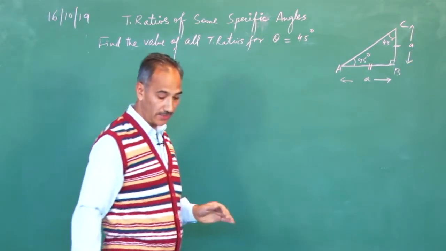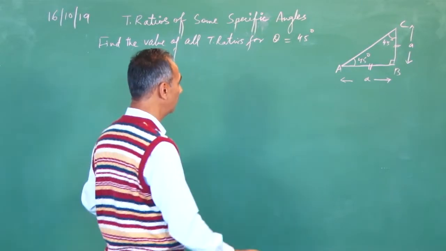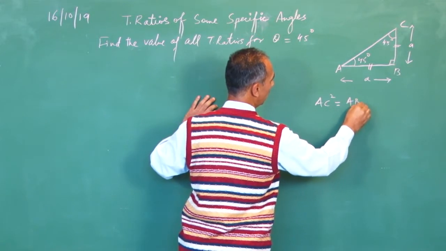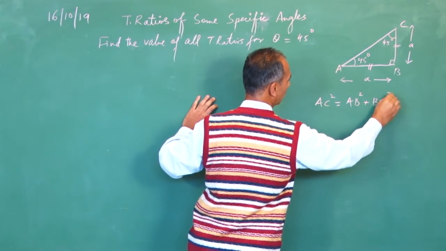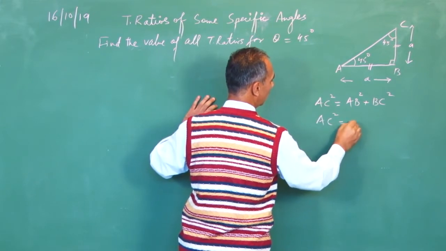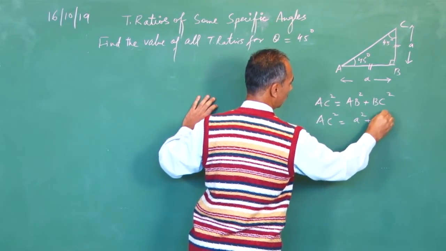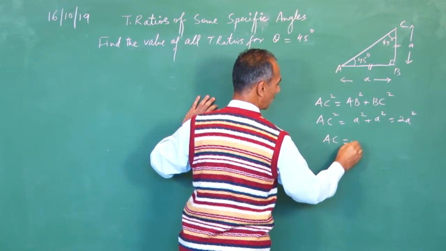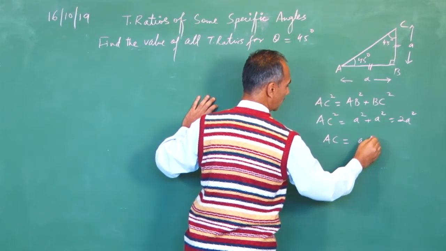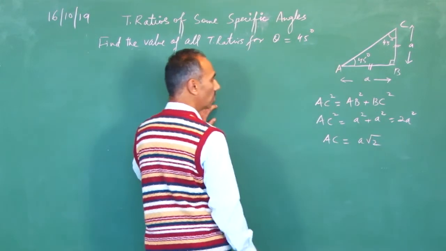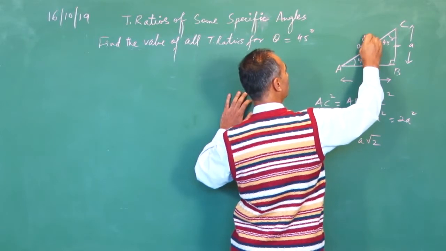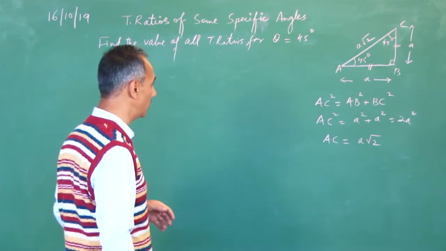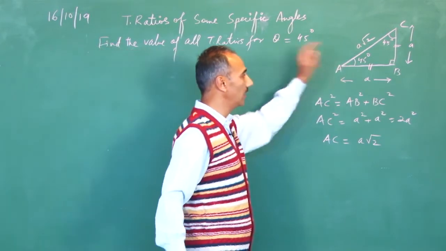Now, in order to find the third side, we'll apply Pythagorean theorem. So AC square is AB square plus BC square. This is A square, this is also A square, that sums up to 2A square. Now AC will be the positive square root of 2A square, that is A square root 2. So my AC length is A square root 2. Now mind it, you have all 3 sides of a right angle triangle. We could find any T ratio as far as theta is concerned, and theta is 45.